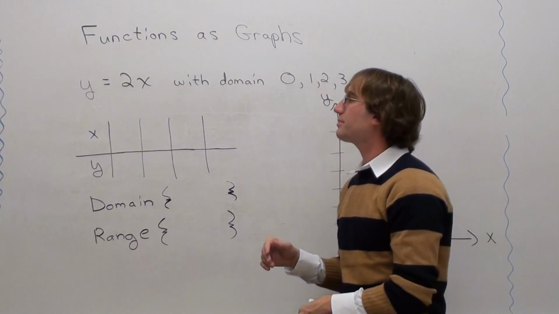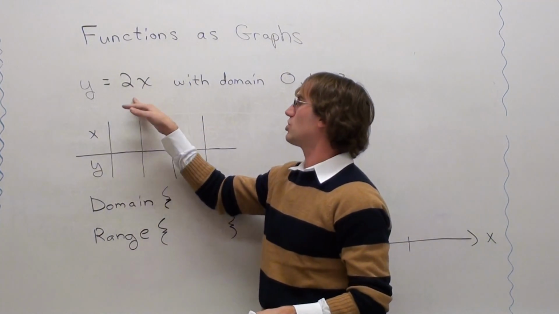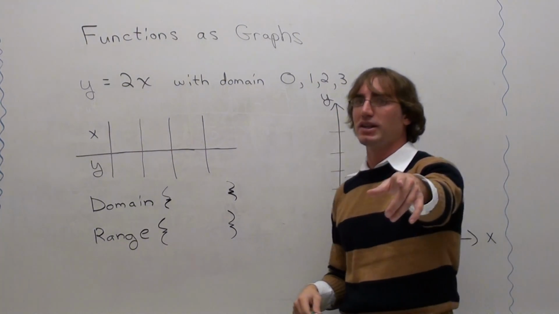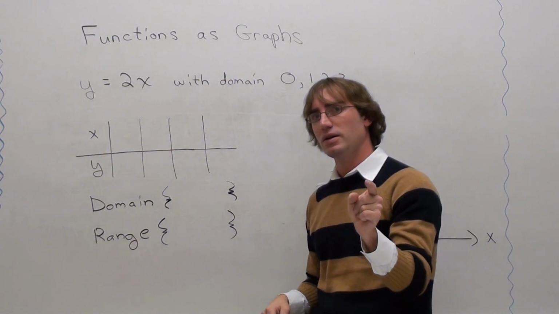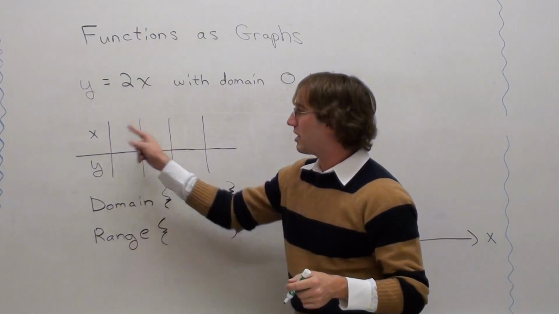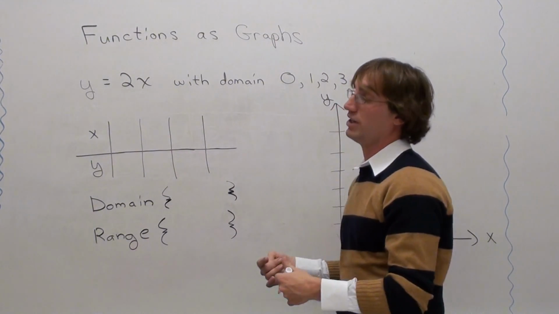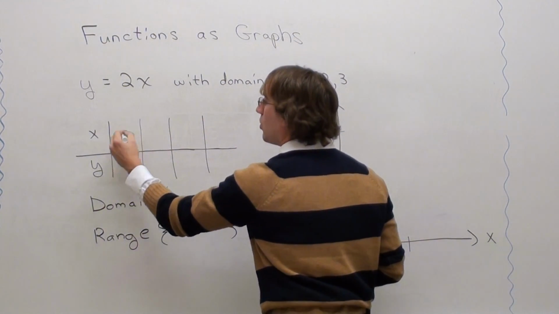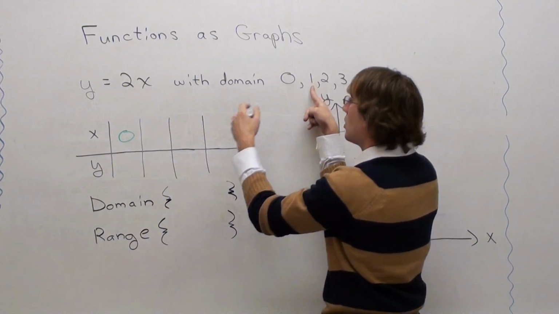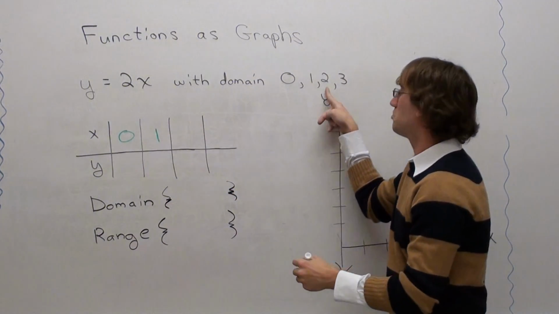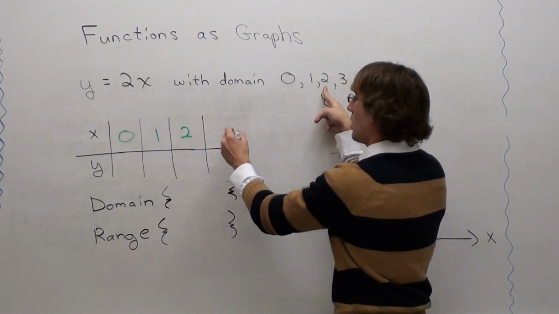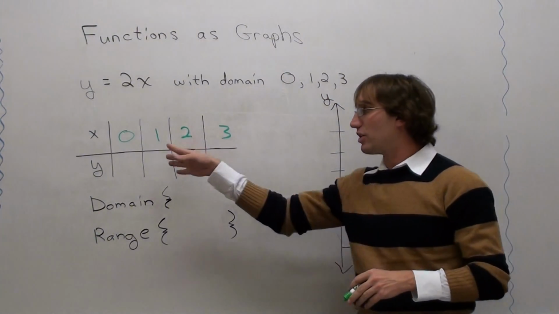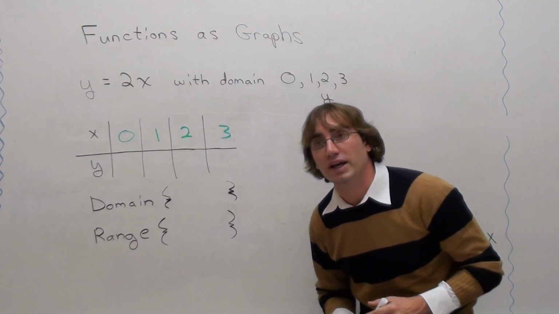So with that said, I've got this equation, y equals 2x, with domain 0, 1, 2, and 3. Now if you remember correctly, domain means the x values. So I want to substitute them in numerical order. So 0 was one of my x values that I'm going to substitute in. 1, 2, and 3.